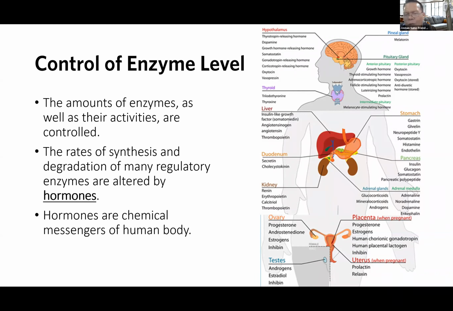You can see from this figure, let's say this one, thyroid, hypothalamus, kidney, and ovary. These organs will produce hormones. Then these hormones are chemical messengers to the human body. Next.